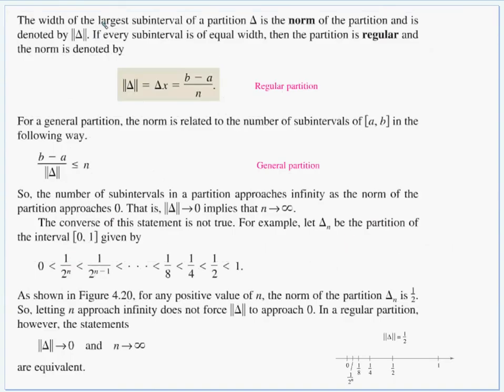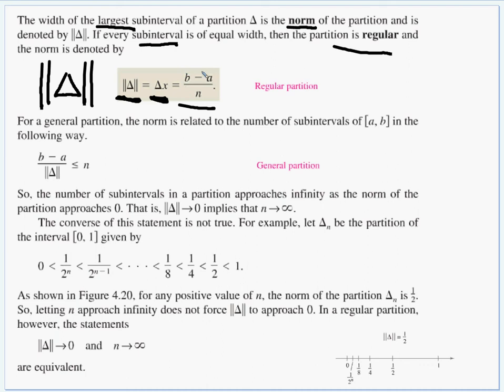Now, the width of the largest subinterval of our partition is called the norm of the partition, and it's denoted like this. We have our little delta there, and it looks like those double absolute value bars. That is called the norm of the partition. If every subinterval is of equal width, then the partition is a regular partition, and our norm is just our delta x, and we know delta x is b minus a over n. B and a are the endpoints, and n is the number of rectangles we want to divide up into.